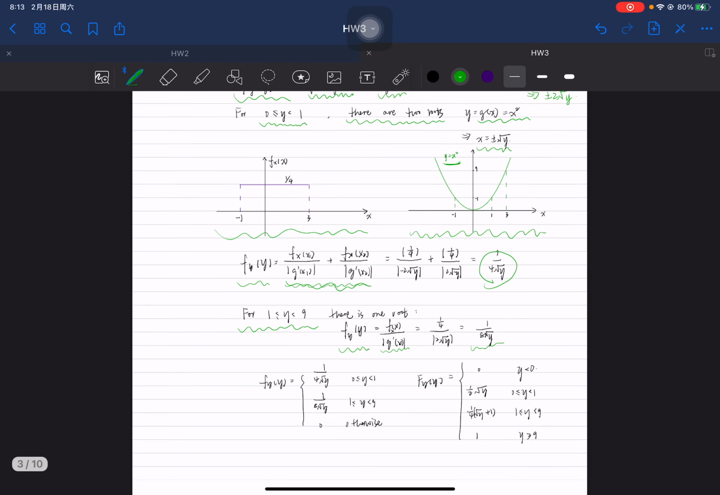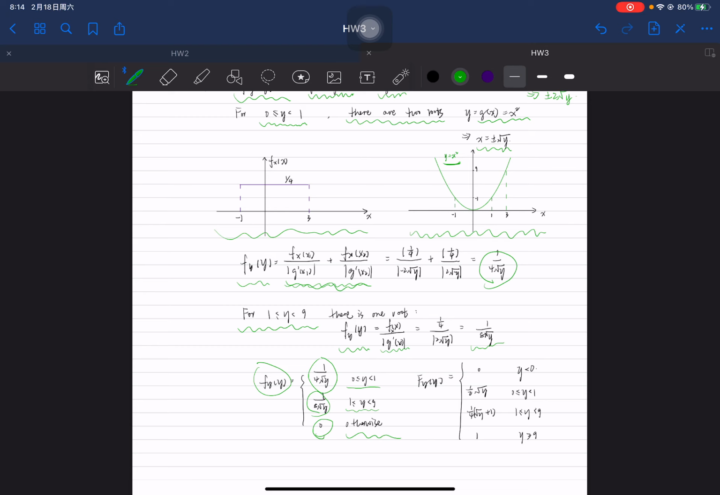so that we can get the density function of fy, which is, when y is in the range of 0 to 1, equal to 1 over 4 times square root of y. When y is in the range of 1 to 9, it should equal 1 over 8 times square root of y. Otherwise, the density function of y should equal 0.